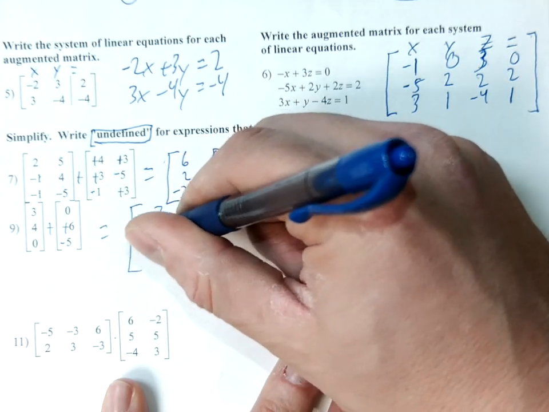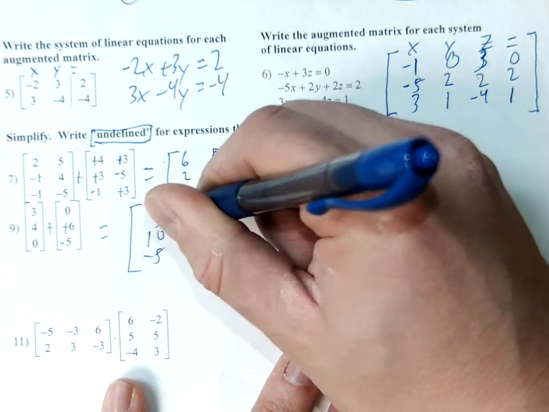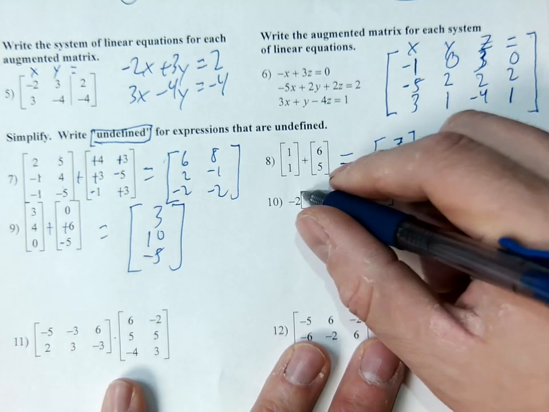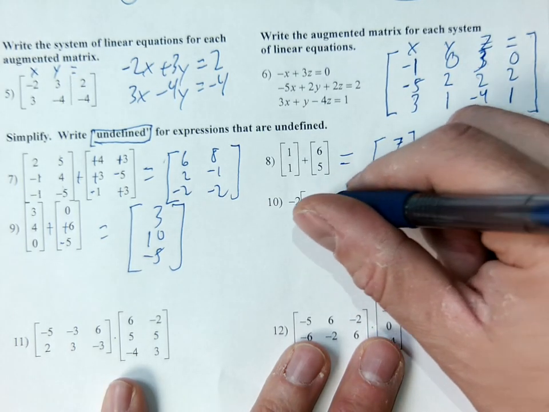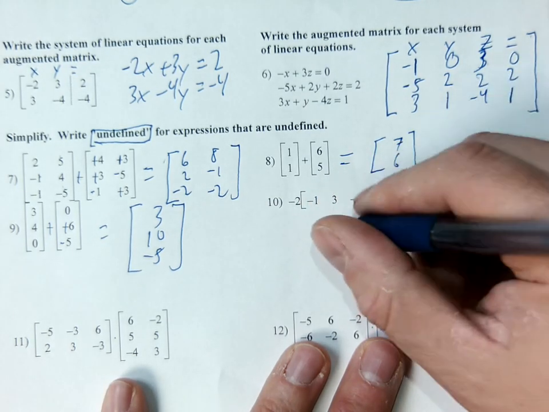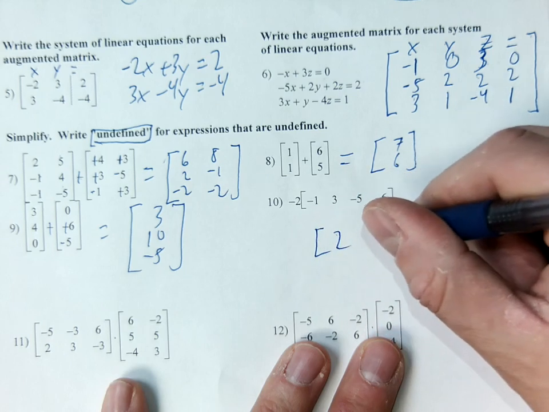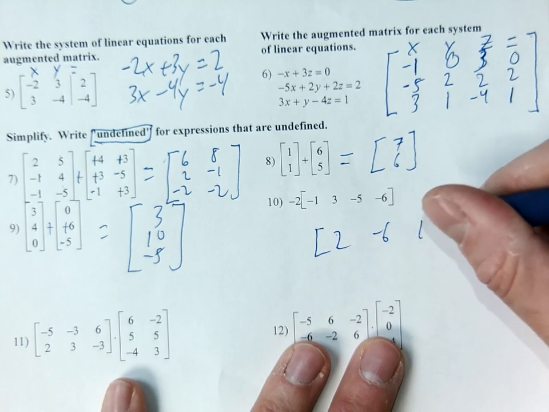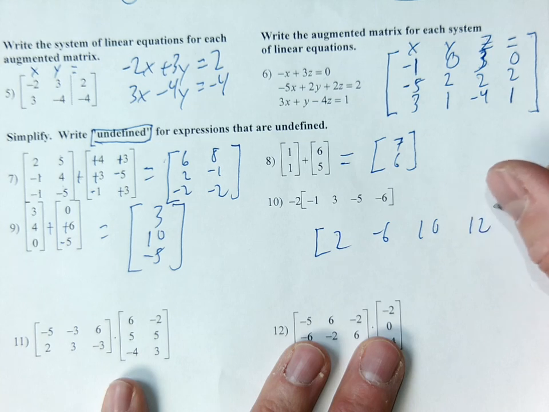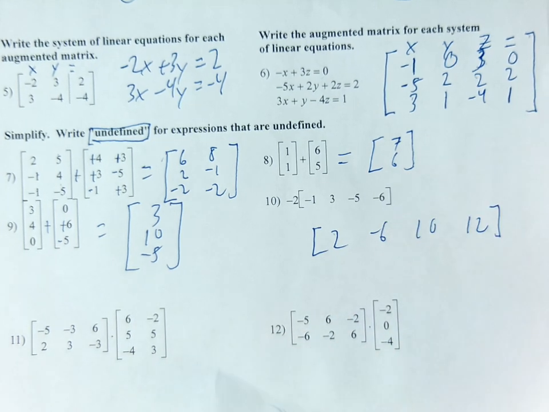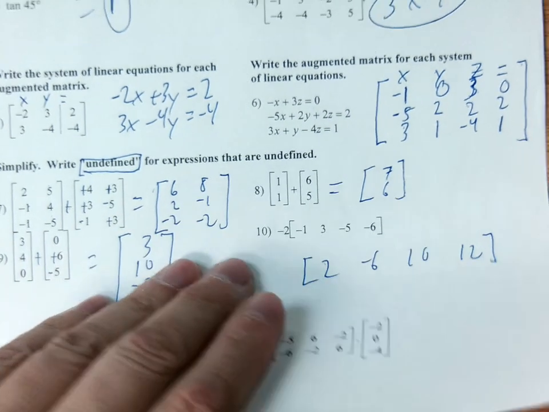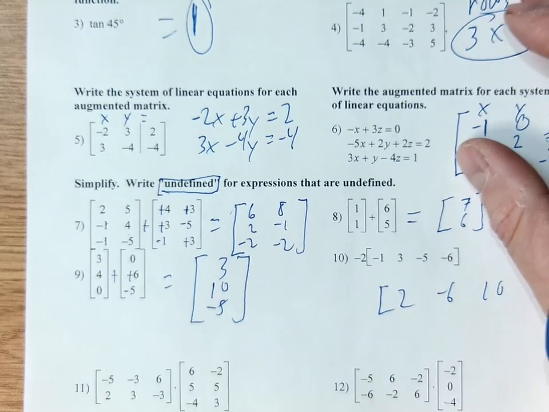3, 10, and negative 5. And here we got multiply by a constant. So we're going to double all these numbers. Positive 2, negative 6, positive 10, positive 12. Just doubled them all. Every question is worth the same amount. We got 20 questions total.